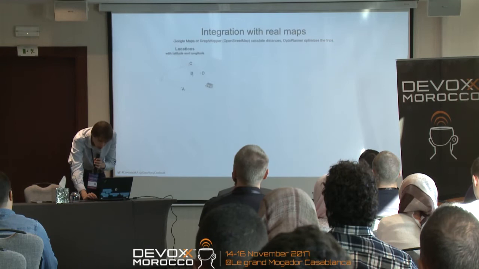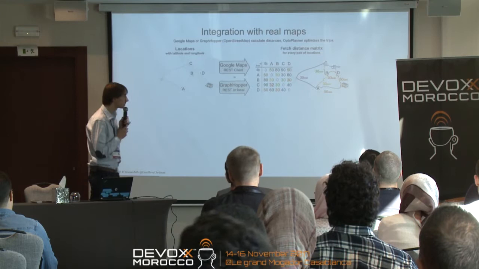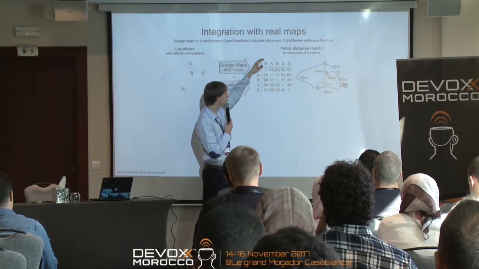Okay. So how do we integrate with real maps? So we have a number of locations on the map, A, B, C, D. We know the latitude and longitudes of those cases. We send those to Google Maps or to GraphHopper, which is an OpenStreetMap implementation, which you can do locally or through REST call. Google Maps is a REST call. And you basically ask, okay, given A, B, and C, and D, right? And this can be 4 locations in this case, but it could also be 4,000 or 40,000 locations.